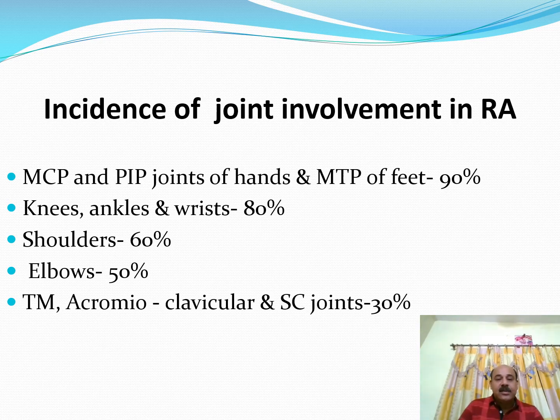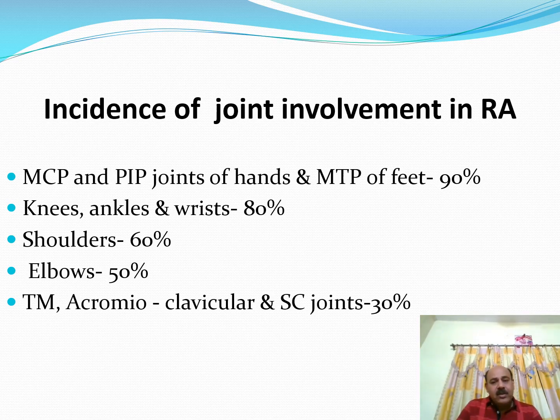Shoulder in 60%, elbow joint in 50%, temporomandibular, acromioclavicular, and sacroiliac joint involvement is also observed in about 30% of the patients. We have to keep in mind that any joint which has a synovial lining may be affected in rheumatoid arthritis. Now just a reminder of Purvarupa lakshana.